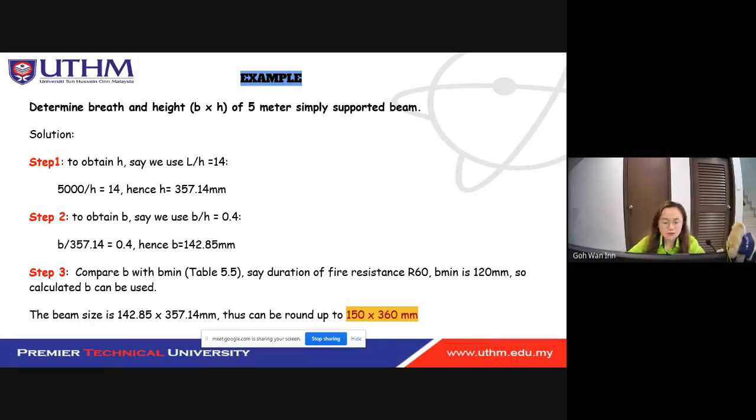Let me write back here. You need to use 15 here, and here you try to use 0.5. So you can calculate the value. I need to go get my calculator. Wait a minute.